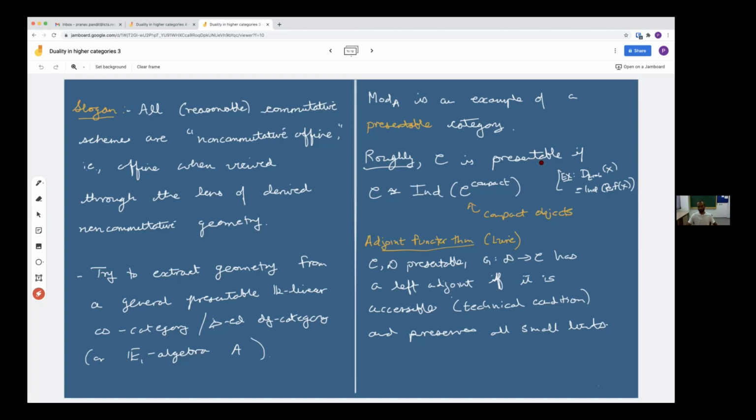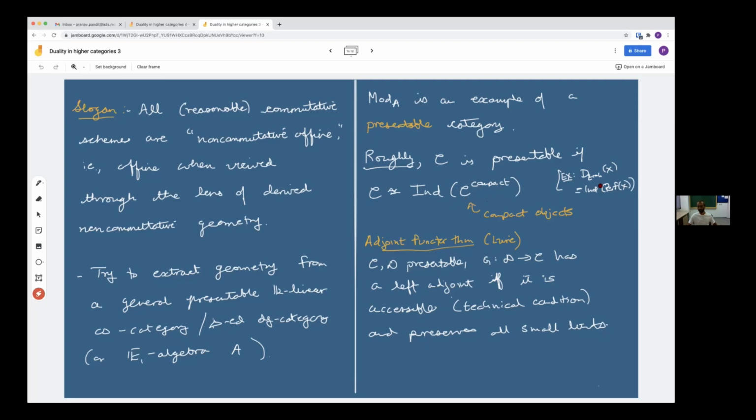And why are presentable categories interesting? So when I'm talking about categories now, I really mean infinity-one categories. Often I won't keep saying infinity-one. If I say category, it typically means infinity-one category. There is a version for ordinary categories as well, and formally it looks the same. So for example, for a large DG category, it makes sense to say that it's cocomplete and it's Ind of its compact objects, and then you say it's presentable, okay?